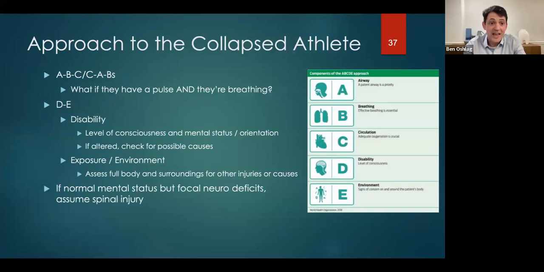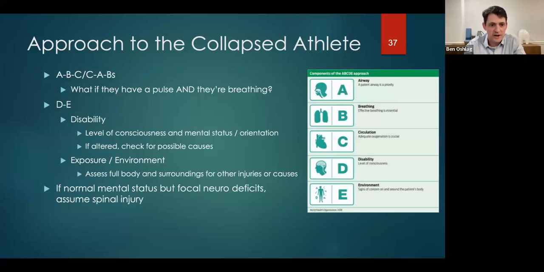Moving on. What if they have a pulse and they're breathing? Well, like any good mnemonic, we have more letters we can add. We can add D and E here. So we'll talk some about the D, which is disability. So assess level of consciousness and their mental status and orientation. And if they're altered, check for possible causes. And we'll go over a bunch of those through the rest of the talk.